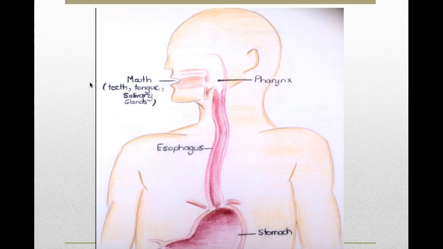This video will focus on some parts of these organs, which represent the upper gastrointestinal tract. These organs include the mouth, pharynx, esophagus, and stomach, in addition to some parts of the accessory organs such as the teeth, tongue, and salivary glands.